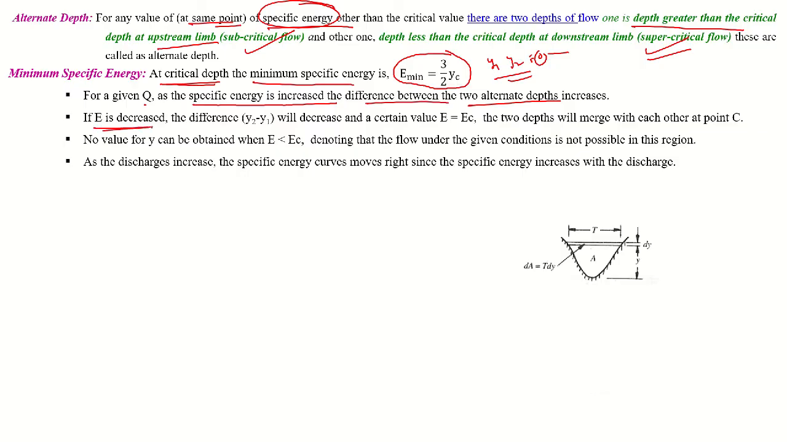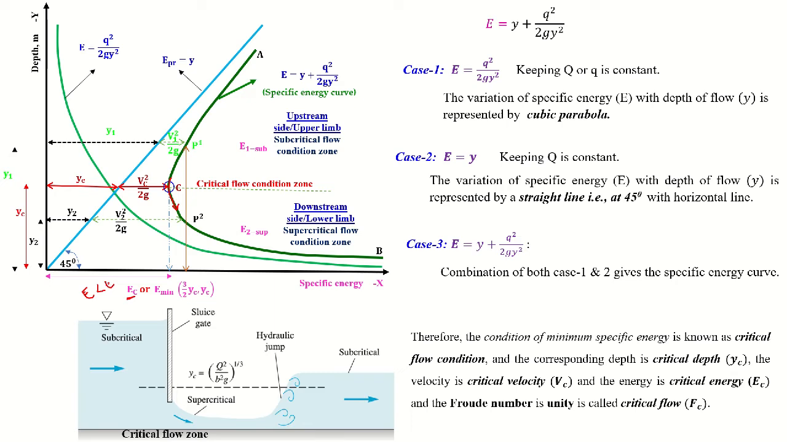If E decreases, the difference between y2 minus y1 will decrease. When E equals the minimum, that is your critical depth. So in this condition, the two depths will merge at the point C. Same thing we discussed just now. No value of depth can be obtained when E is lesser than the critical energy. So in this condition, no flow is possible when the energy is lesser than your critical energy.